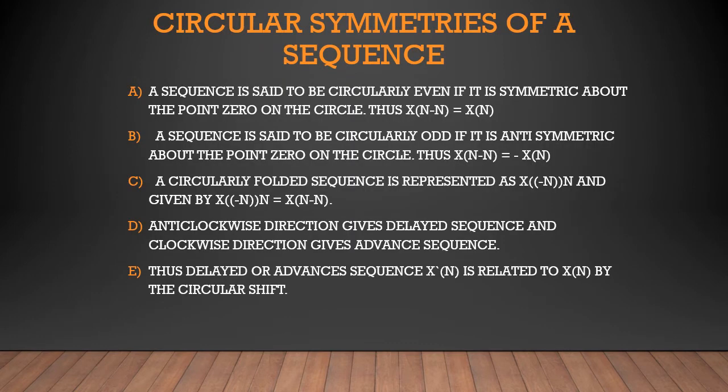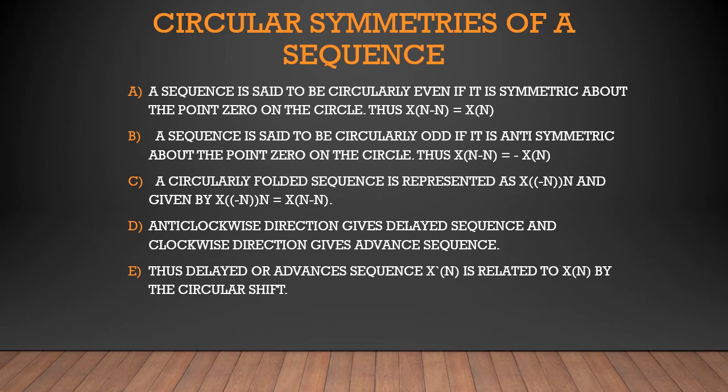Now we discuss circular symmetry of a sequence. A sequence is said to be circular even if it is symmetric about the point 0 on the circle, thus x of N minus n is equal to x of n. The sequence is said to be circular odd if it is antisymmetric about the point 0 on the circle, thus x of N minus n is equal to minus x of n.